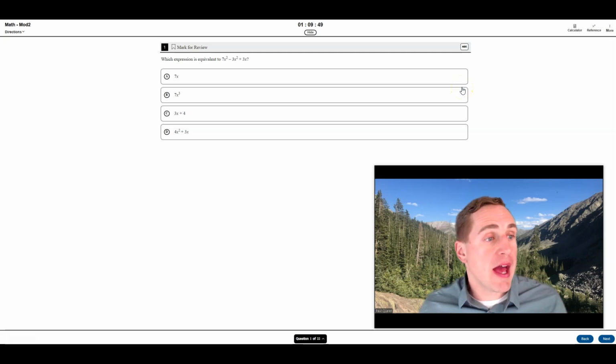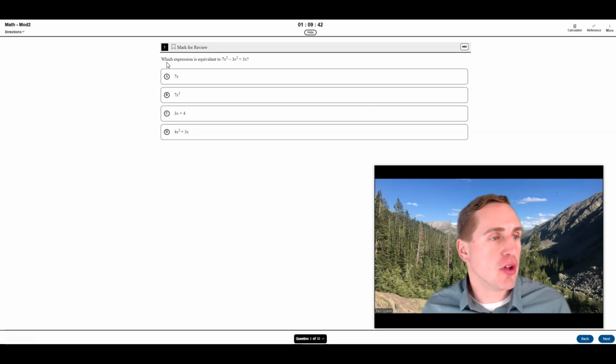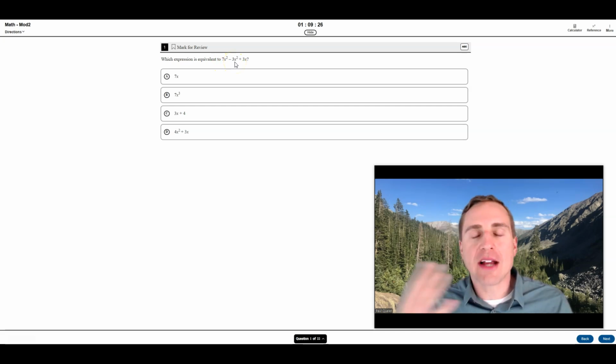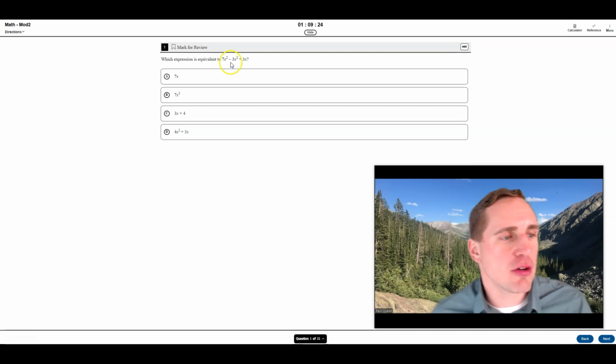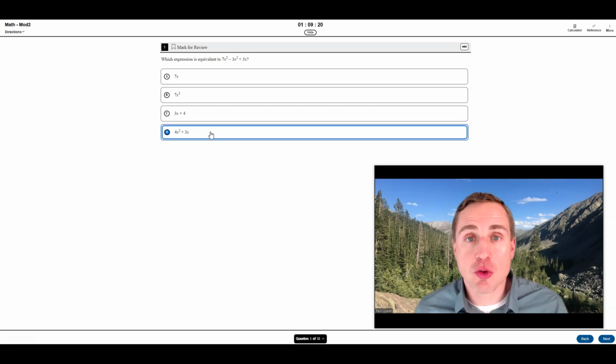Okay, so here we have our first question on Math Module 2, but it's actually the fourth module. It says, which expression is equivalent to 7x squared minus 3x squared plus 3x? So it's a simpler polynomial, and let's see what happens. 7x squared minus 3x squared is just 4x squared, because those are like terms. So we're going to have 4x squared plus 3x. There we go. Choice D.